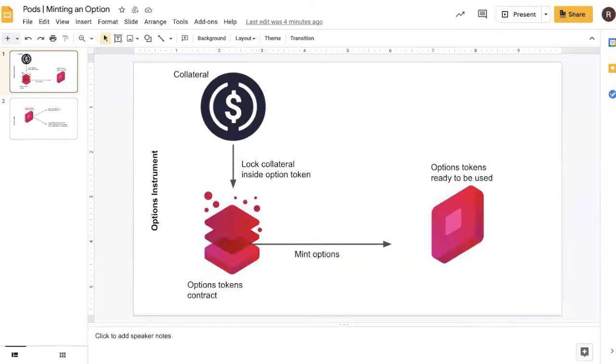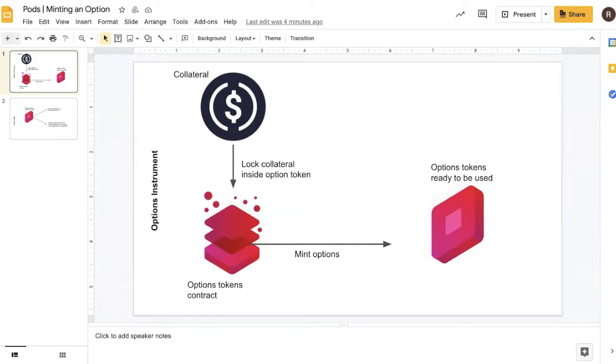Basically, if you want to mint an option, you have to lock collateral inside a smart contract that has rules. Those rules determine what is going to happen in the future in that option. So they describe what is the underlying asset, what is the strike price, what is the collateral asset, and all of those things that will determine if the option is in the money or out of the money.